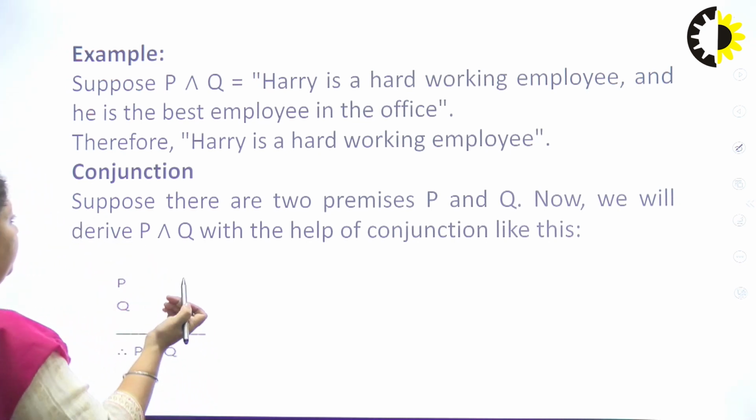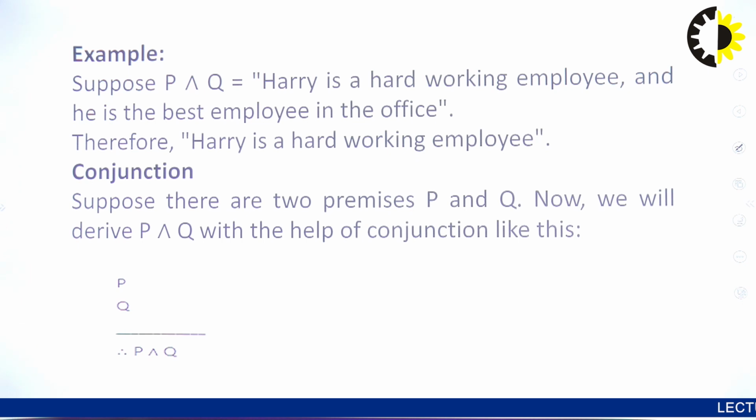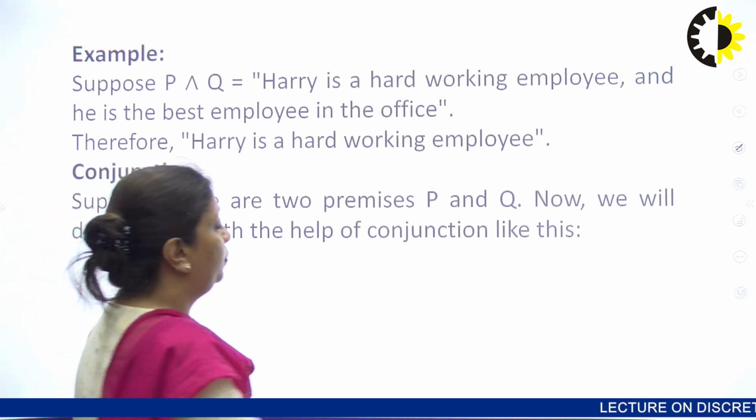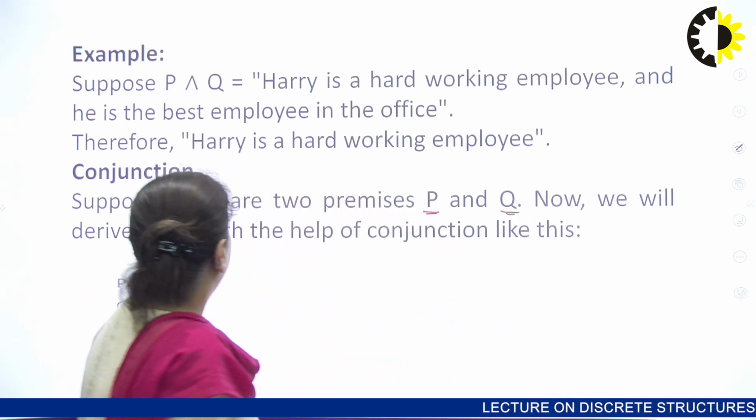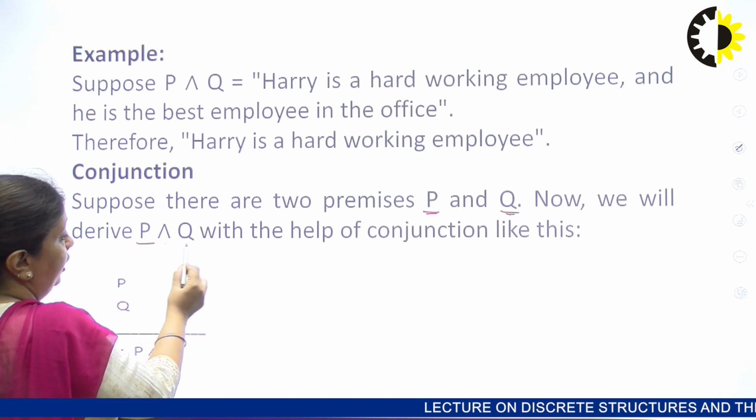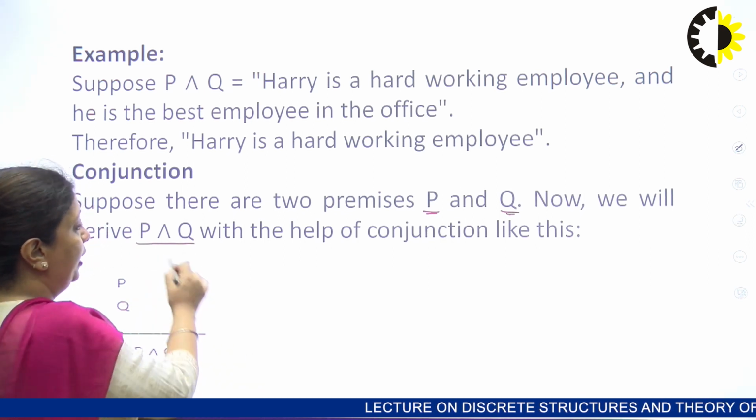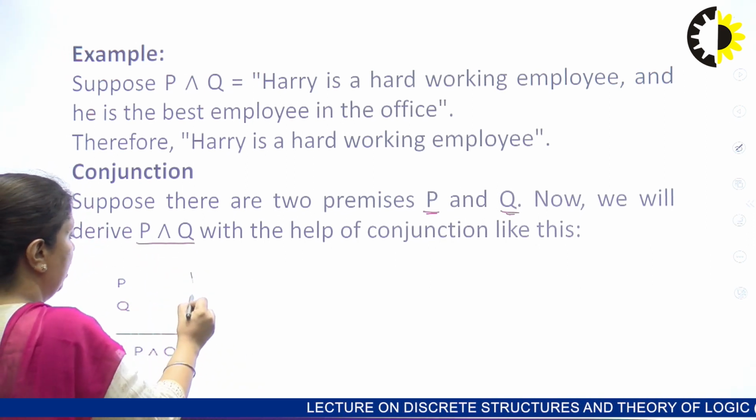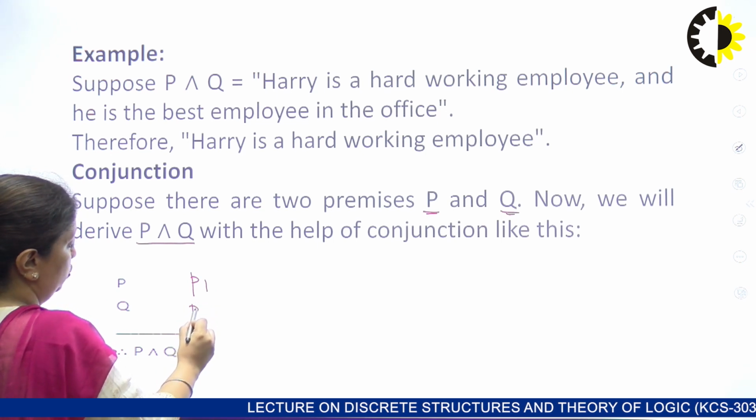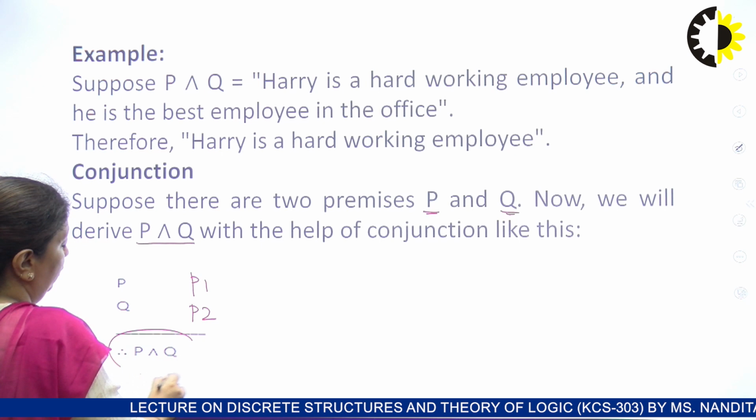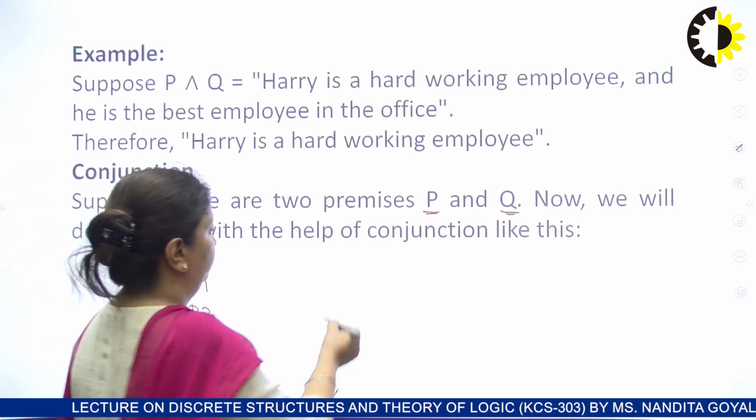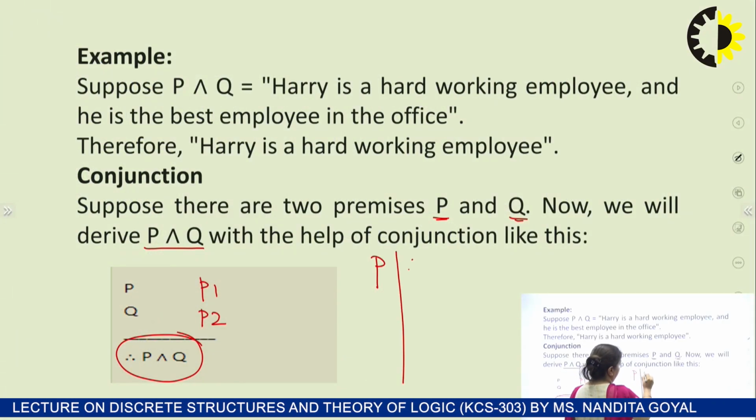Now we have another rule which is known as conjunction. What the conjunction says is, if we have two premises, P and the other premise is Q, now we can derive P and Q with the help of applying conjunction in between. That means my premise 1 is P, premise 2 is Q. If both these are true, I can directly conclude P and Q. So again, we'll draw the truth table.